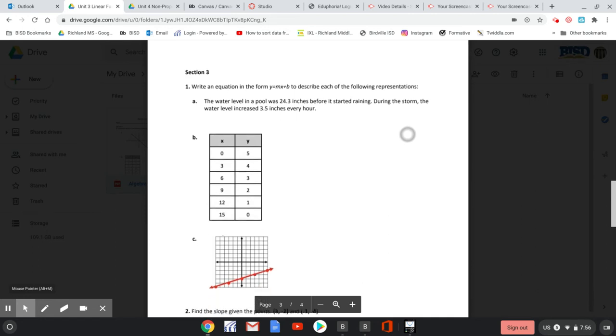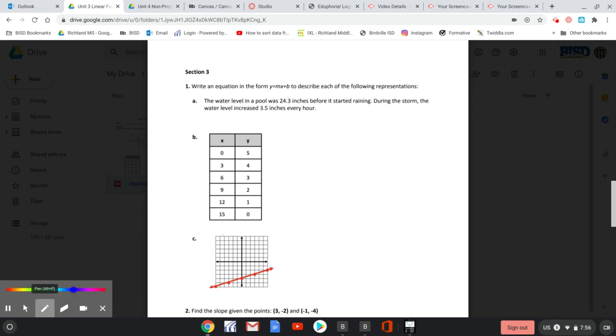Section 3. It says, write an equation in the form of y equals mx plus b to describe the following representations. So we have a table, a graph, and a written statement. So let's look at the written one. A, the water level in a pool was 24.3 inches before it started raining.